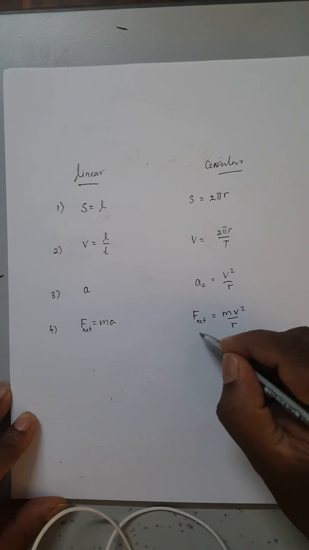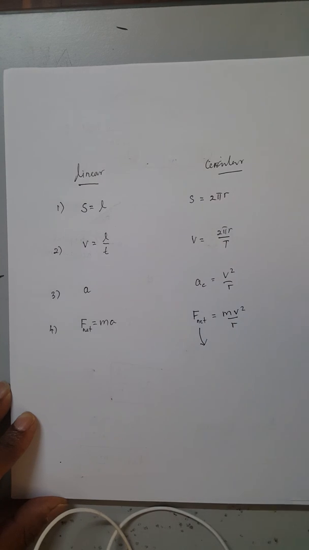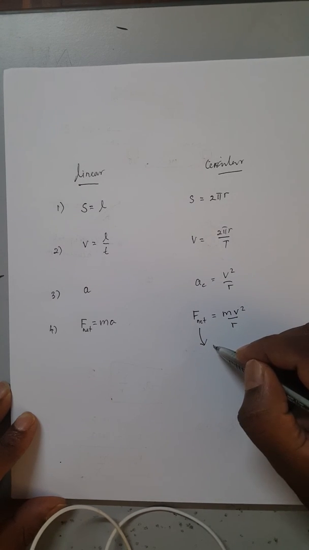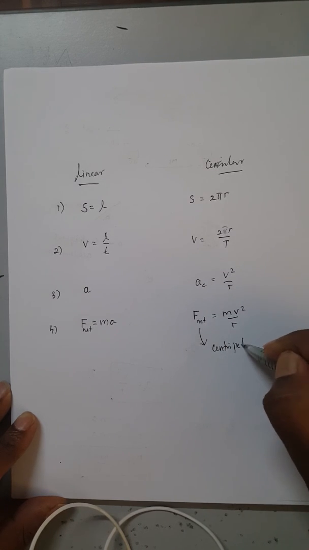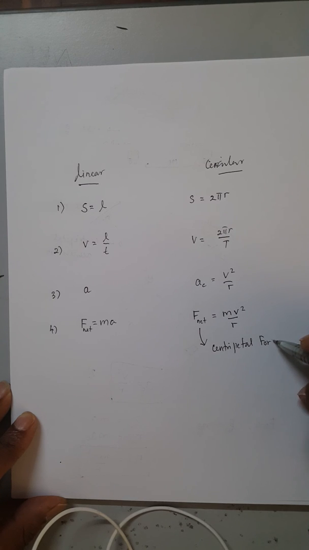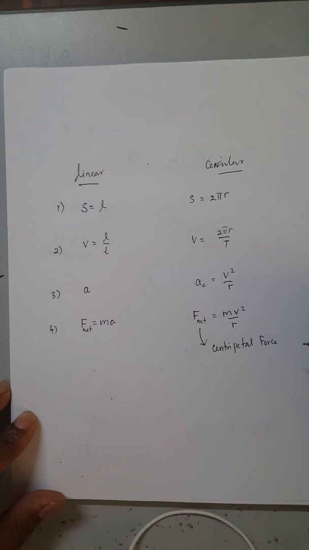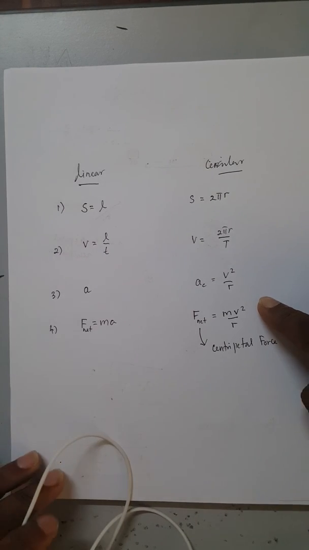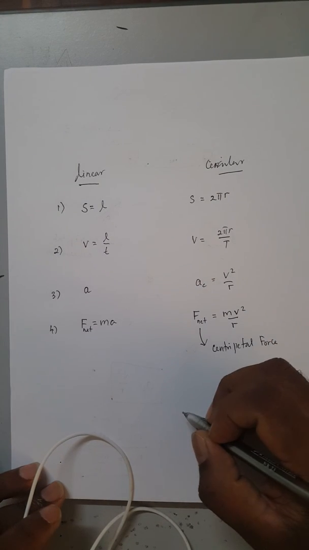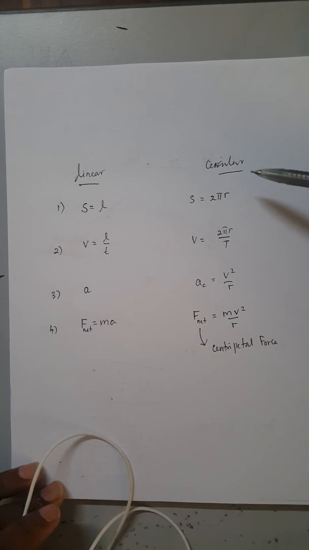Since this is due to the centripetal acceleration, this net force is also known as centripetal force, or net force, or resultant force. All these have the same meaning. So we have done up to the basic introduction to circular motion.